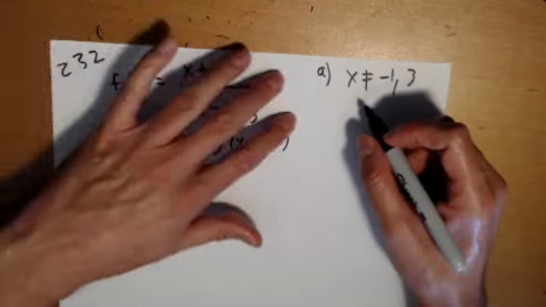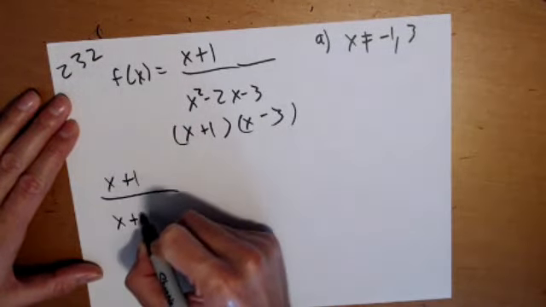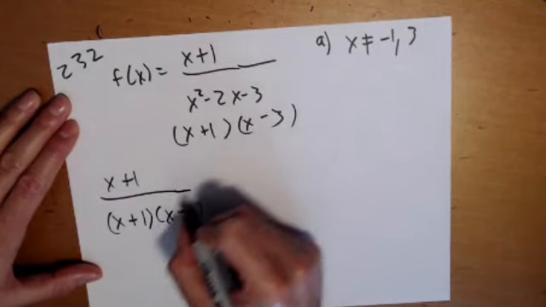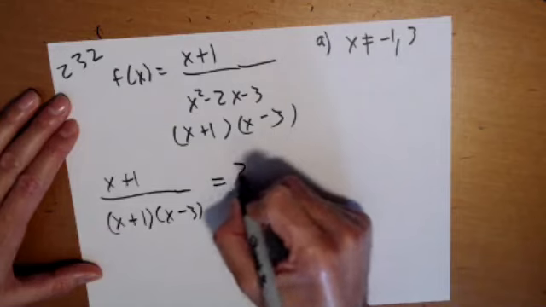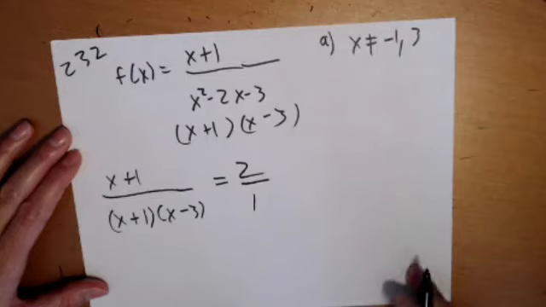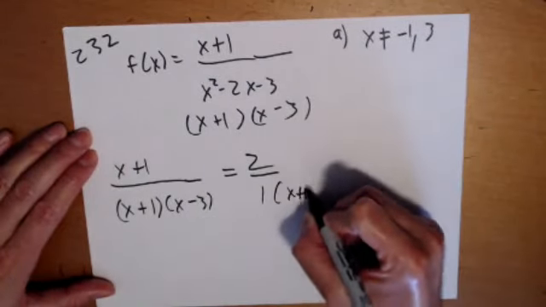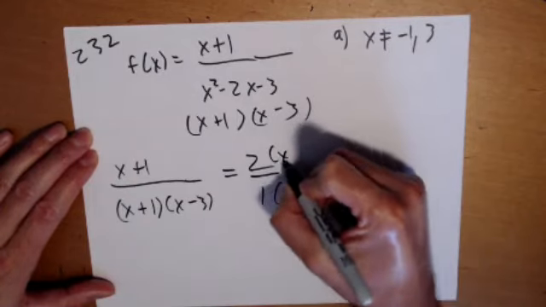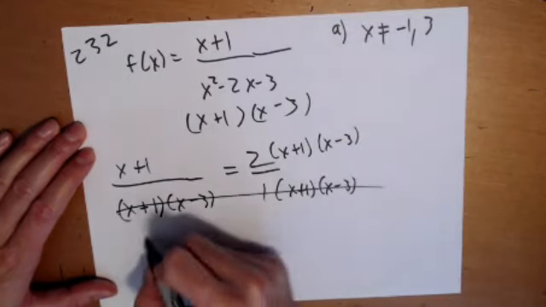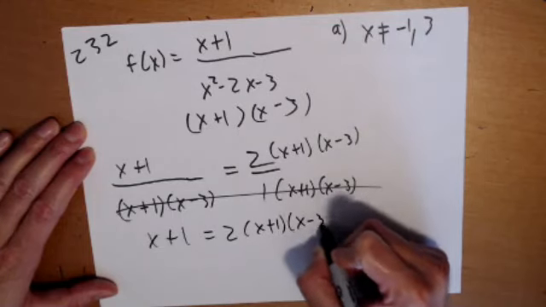So set this whole mess equal to 2. Okay, so they want x plus 1 over x plus 1, x minus 3. That's the function I factored. They want me to figure out when that is equal to 2. Oh, so it's like we were doing before. Let me put this over 1. Okay, let's get a common denominator. So this guy needs an x plus 1 and an x minus 3. Bottom's the same. x plus 1 equals 2 times x plus 1, x minus 3.